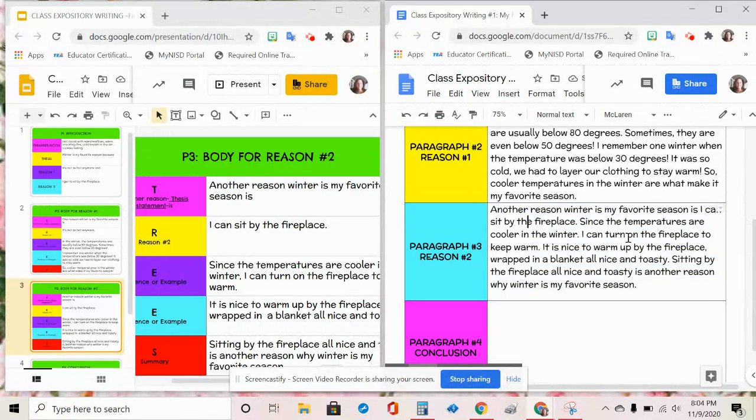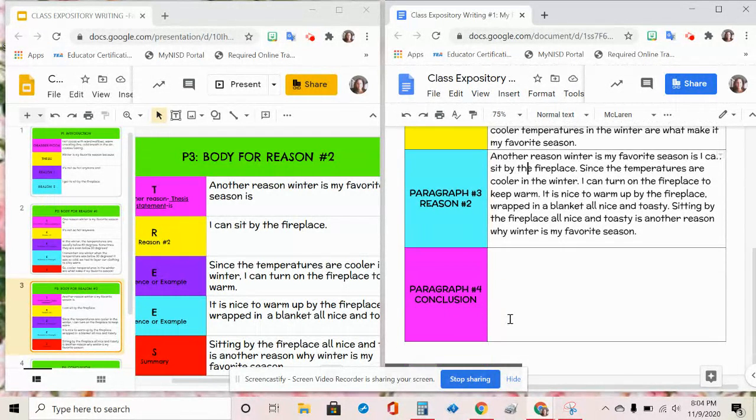Another reason winter is my favorite season is I can sit by the fireplace. Since the temperatures are cooler in the winter, I can turn on the fireplace to keep warm. It is nice to warm up by the fireplace, wrapped in a blanket, all nice and toasty. Sitting by the fireplace, all nice and toasty, is another reason why winter is my favorite season.